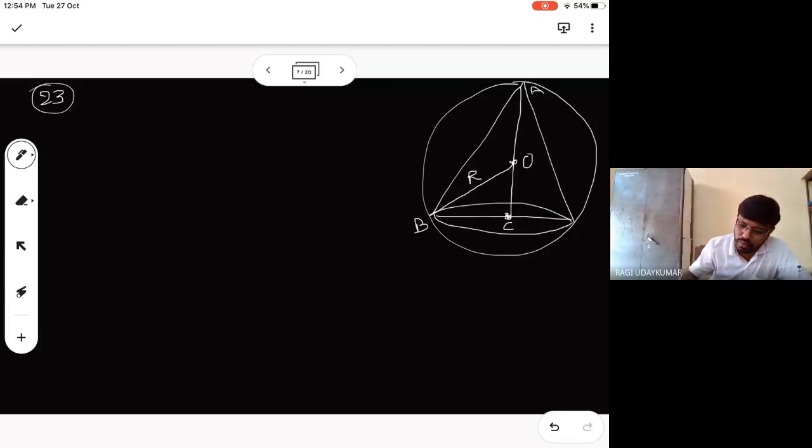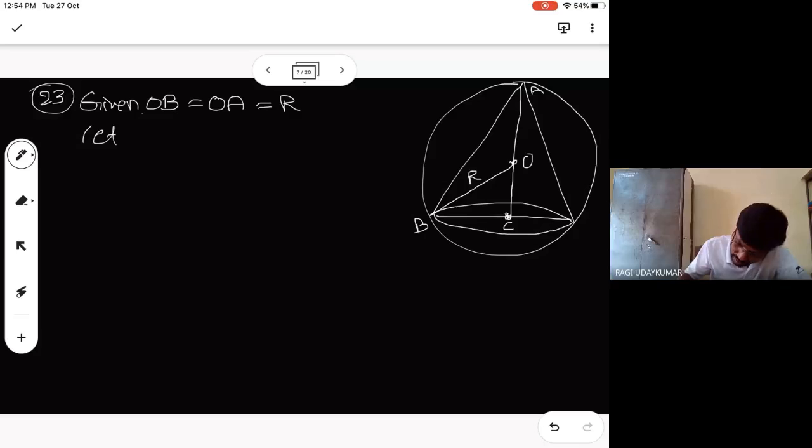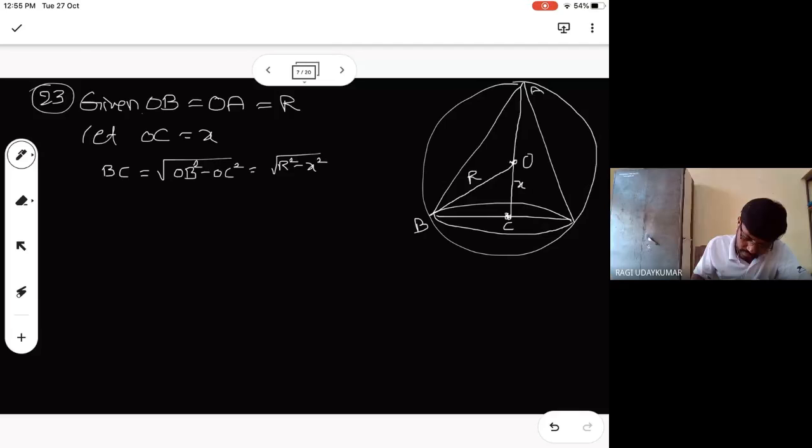The radius of the sphere is given. OB and OA are all equal. So given OB, OA equal to capital R. These things are given. Let us consider OC equal to x. From here to here is x. So by the Pythagoras theorem, you can find BC. BC is equal to the square root of OB square minus OC square, which is equal to the square root of R square minus x square.